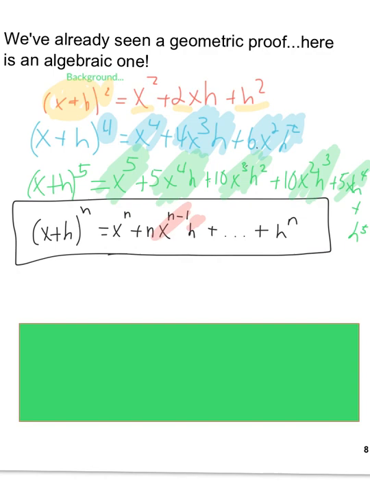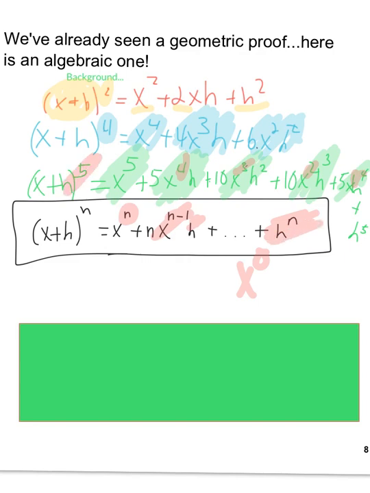Now that pattern will go all the way. So in other words, what we're saying here is that they start with 5, and then the x will go to 4, like it did up here, and then 3, and then 2, and then 1. And eventually it's going to go on until x is to the 0 power, which would just be 1, right? Which means we just have h to that power of n, just like we do up here.